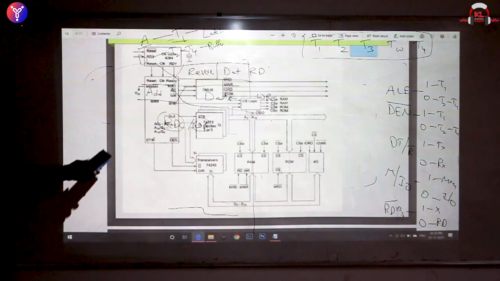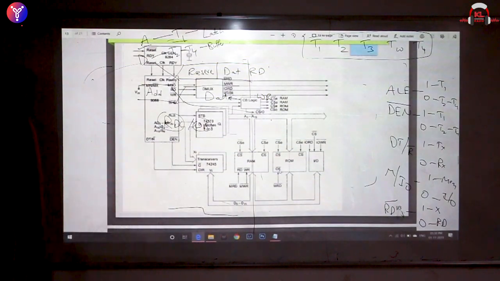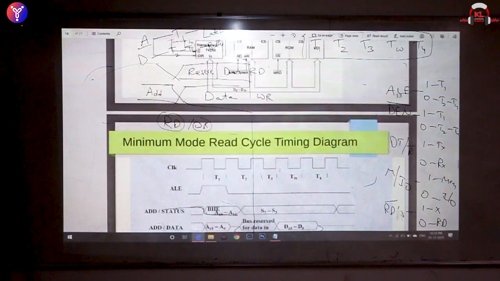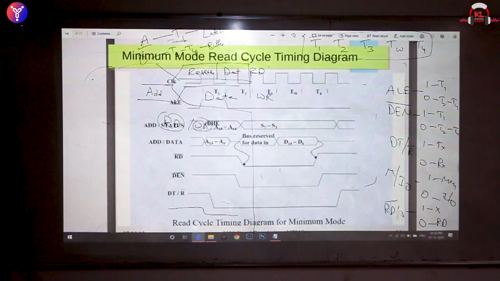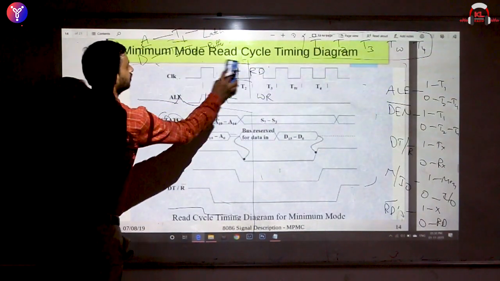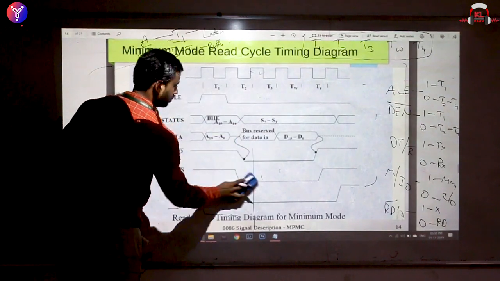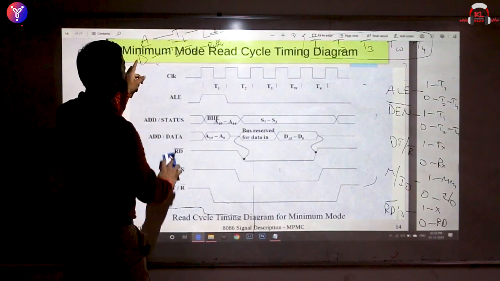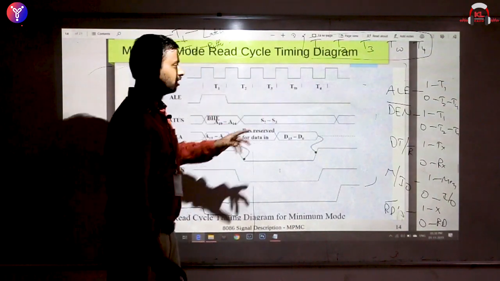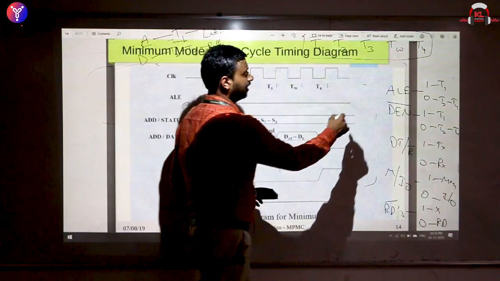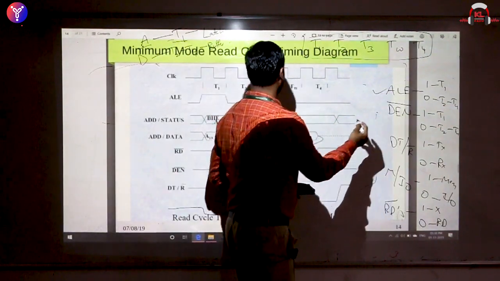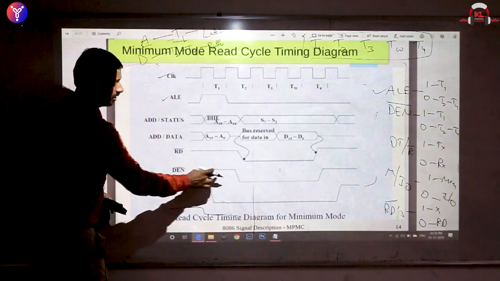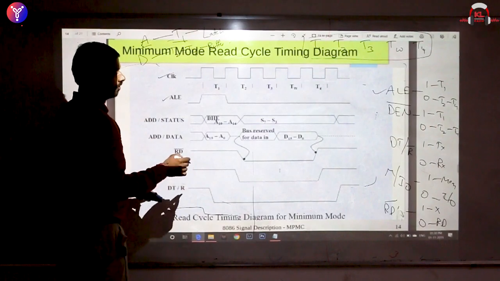So this might be the diagram that we have drawn earlier, which looks pretty complex now. This is the timing diagram that we have just discussed. So a clock, an ALE. What is the timing diagram that we are trying to draw? Minimum mode, read cycle. ALE never changes. DEN, okay, let us put it here. Clock, ALE never changes, T1 on. DEN, T1 on, and the rest of the time it is off.